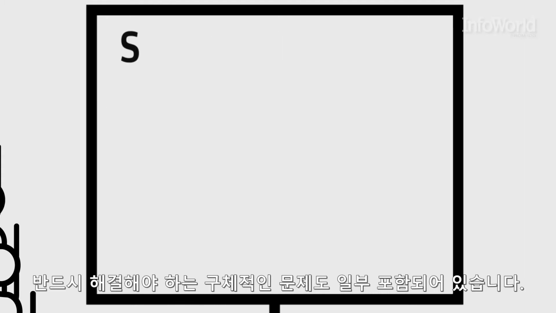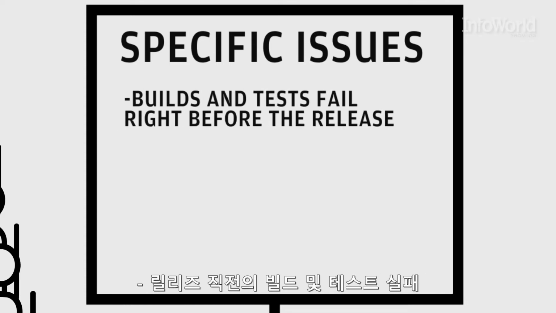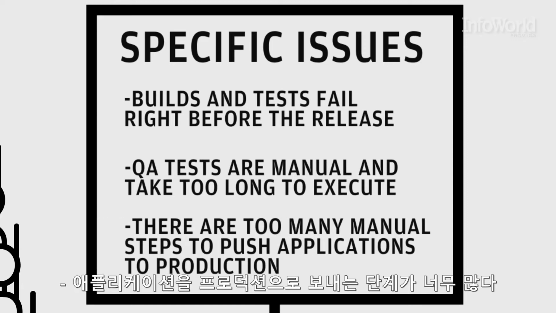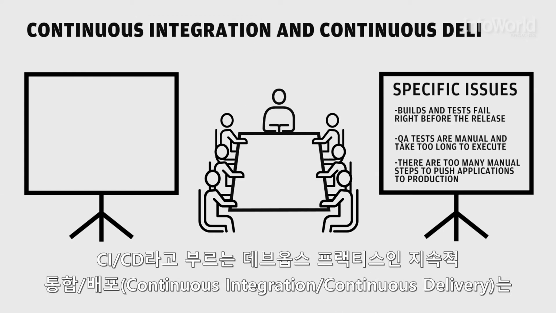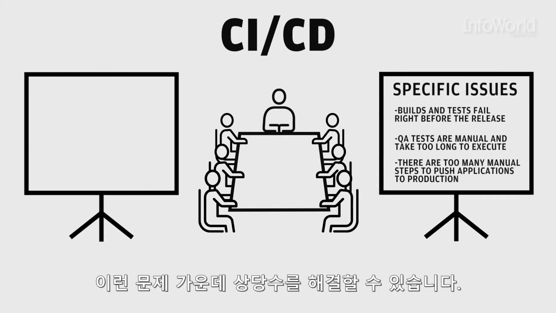Some of the specific current issues that must be addressed could include: builds and tests fail right before the release, QA tests are manual and take too long to execute, and there are too many manual steps to push applications to production. The DevOps practices of continuous integration and continuous delivery, called CI/CD, can address many of these issues.